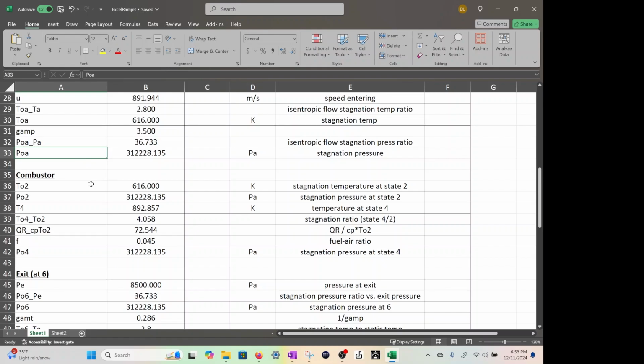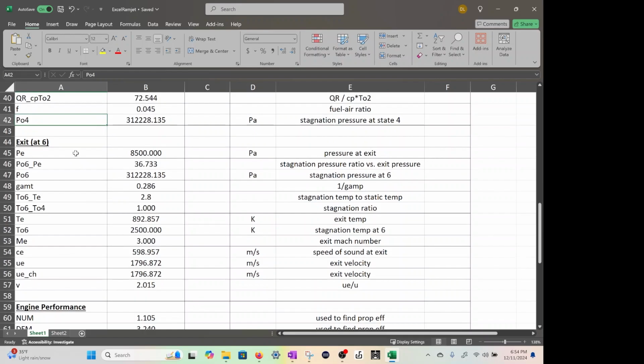Okay. Here's the combustor, T02, which is equal to T0A. Here is your stagnation pressure, which is equal to P0A because there's no losses. Here's your static temperature. We can use the Mach number in the stagnation equation. Here is the stagnation ratio. Here is QR over CP T02. And then here is that F, which is your fuel air ratio. And then again, your stagnation pressure at 4, which is the same.